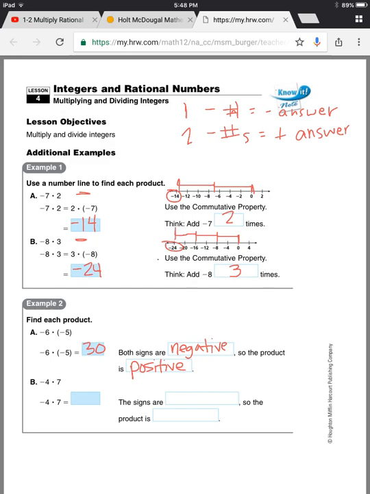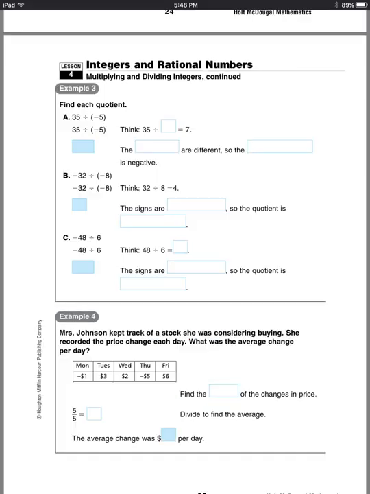On B, the signs are different. So the answer is negative. Okay. So we do 4 times 7 and get 28. And then we have to remember to put the negative sign. If you're going to get those wrong, it's because you're going to forget that you need to put the negative sign on, basically. Okay, find each quotient, which is the answer to a division problem.